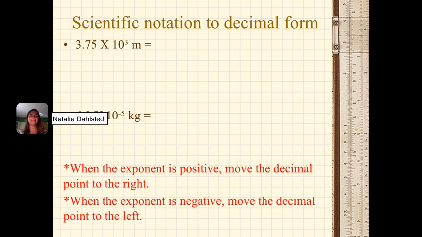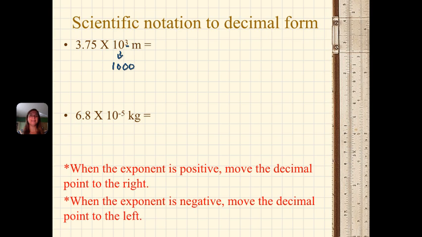Now that we know how to transform a number into scientific notation, let's see if we can do it backwards, the other way around. So my first example here is 3.75 times 10 exponent 3 meters. I've got a positive exponent. This number actually is representing 1,000, as it's got 3 zeros, just like the exponent, but it also means that I'm going to be moving my decimal point 3 positions.